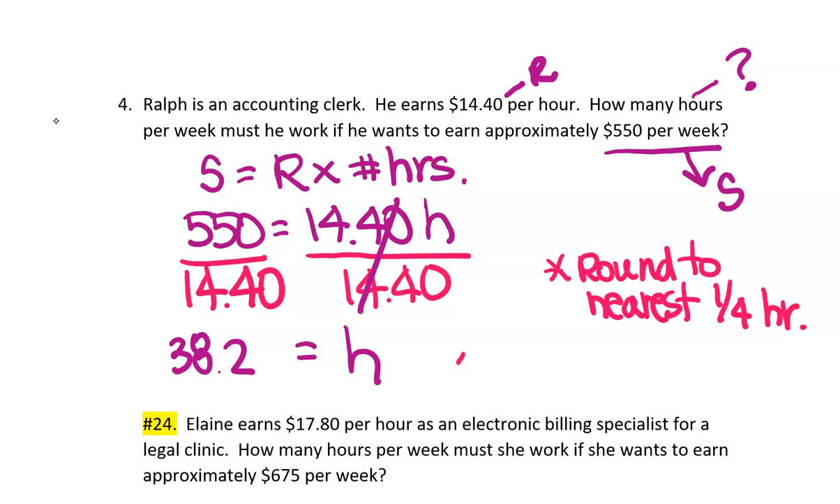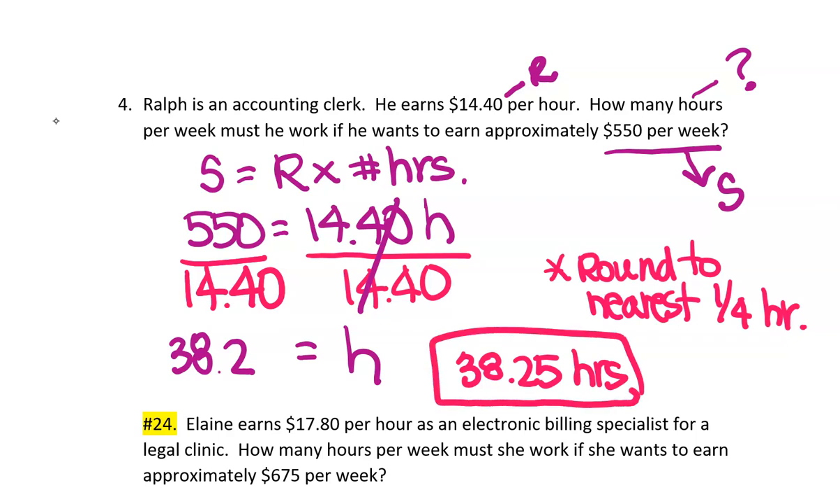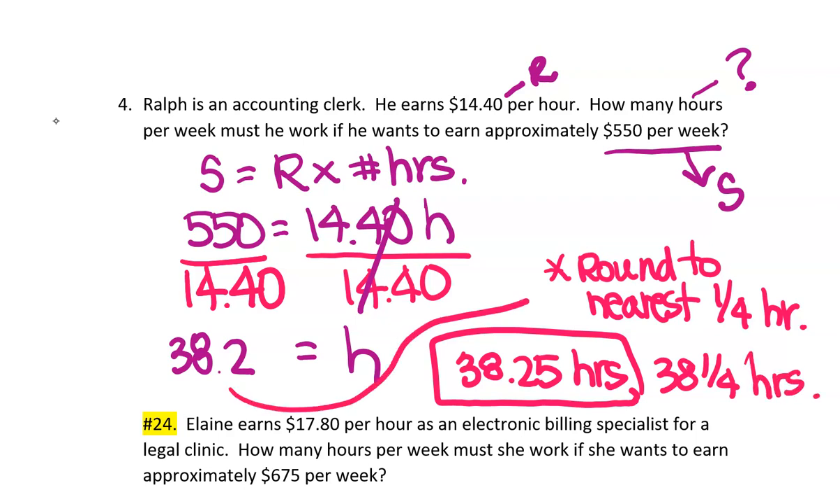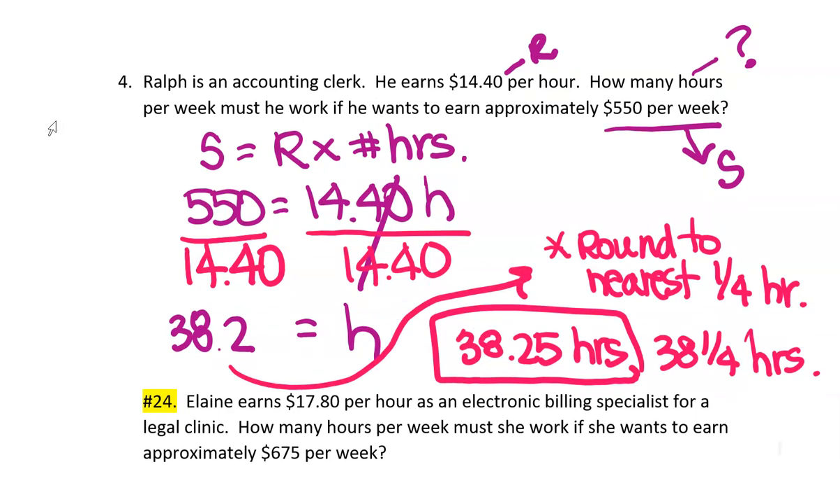So we're going to call this one 38.25 hours. Or you could also say 38 1/4, whichever one you wanted. So round to the nearest quarter hour.